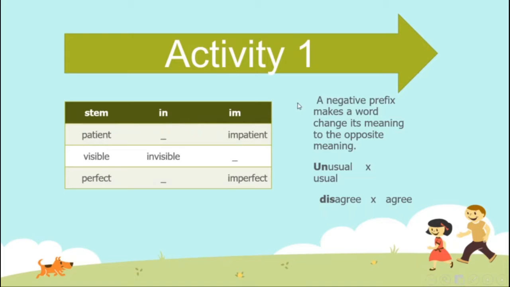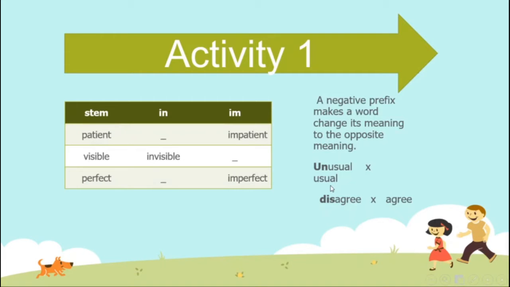What do we call this? Yes, that's right, we call it prefix. And what kind of prefix? Negative. It gives the opposite of the word. If we want to make the opposite of patient, you only add im, this prefix of im, and it will be impatient. If we want to make the opposite of visible, put in, prefix in, and you will find the opposite of it, invisible. Perfect. If we want the opposite, it will be imperfect.